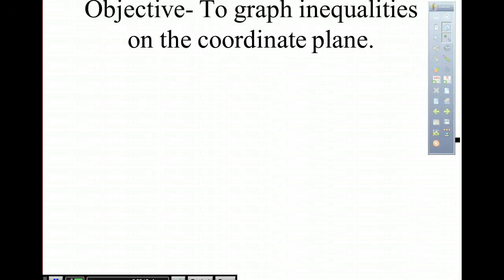So first, just going to start with an Algebra 1 review on graphing inequalities. This is where you have to shade one side of the graph or another. And then go over some slightly more difficult but same steps.